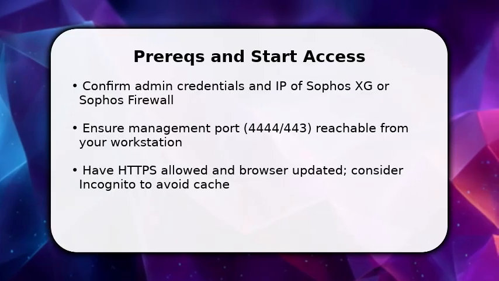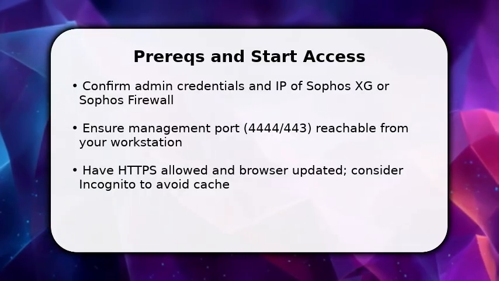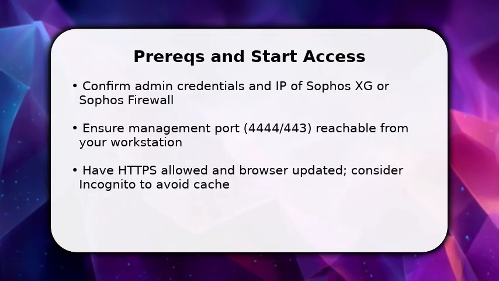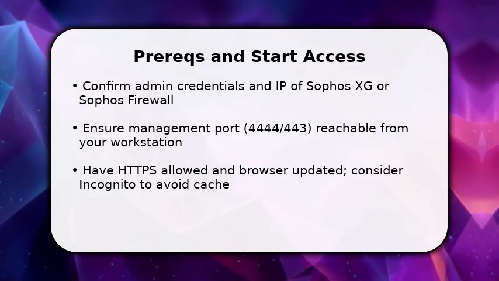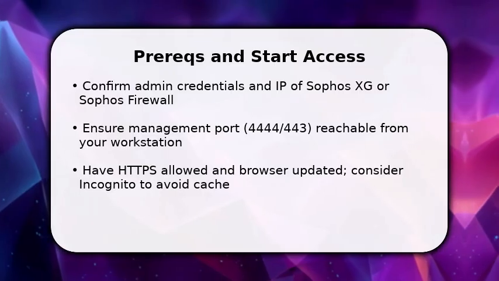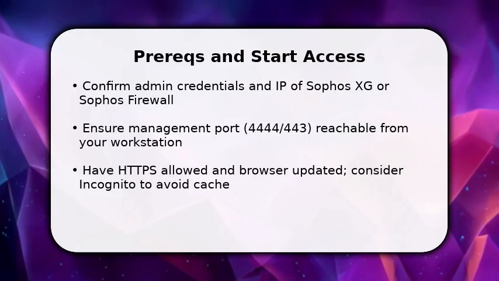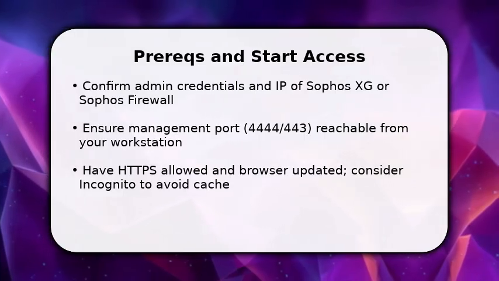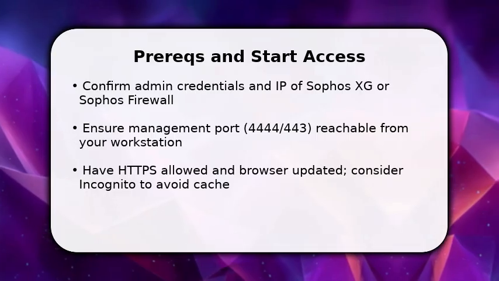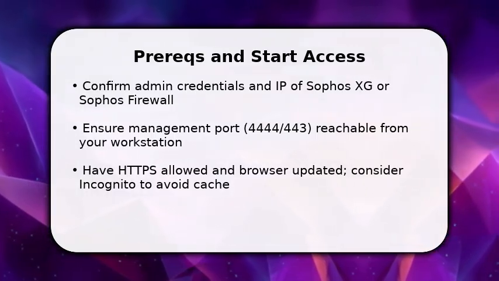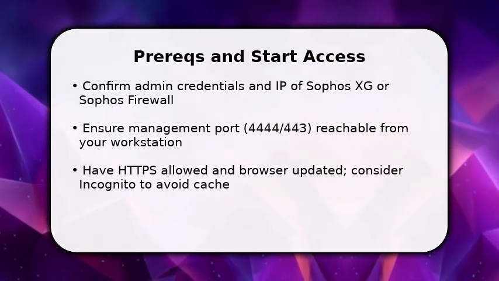You begin by confirming prerequisites. You have admin credentials, the firewall management IP, and local network access. Open a modern browser and navigate to the firewall IP using HTTPS and the management port. For Sophos XG use 4444 or 443 depending on your setup. Once done, accept the certificate warning if it's self-signed, then proceed to the login screen.